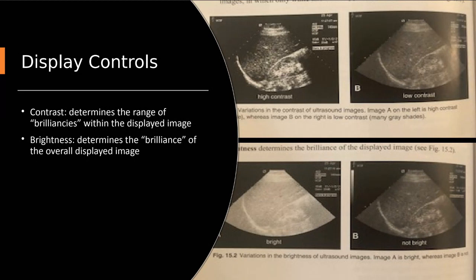When we're talking about an image that has contrast, it's giving us a range of what's known as brilliancies that are being displayed within that image. When we're talking about brightness, we're talking about the overall displayed image giving us a particular level of brilliance. If we look at these two examples, that top picture with the side by side is showing us our contrast. The brightness of those pictures is not any different. The level of brilliance has stayed the same, but the contrast on the left side is much higher, and the contrast on the right side is much lower.